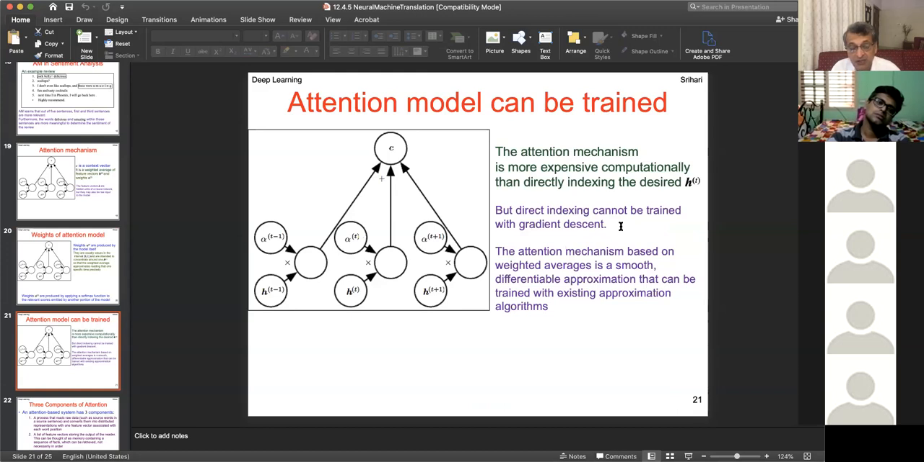Because we're not talking about something all pre-trained ahead of time. We're talking about the input is this sentence, she is eating an apple. And you've got to use whatever knowledge you had earlier on to process this, and the context corresponds to this context, not the context of all sentences that we have seen in the learning phase. So the attention mechanism based on weighted averages is a smooth differentiable approximation that can be trained with existing optimization algorithms. So it turns out this is amenable for training this type of model. And training, of course, becomes an important issue.